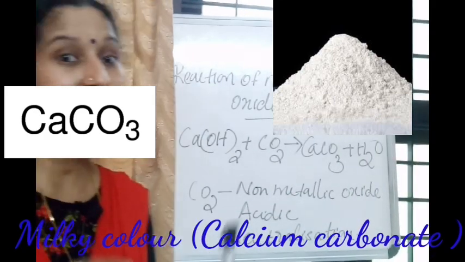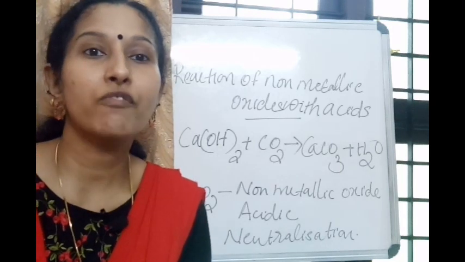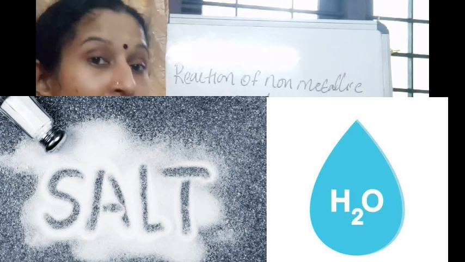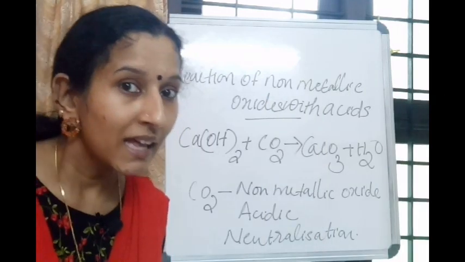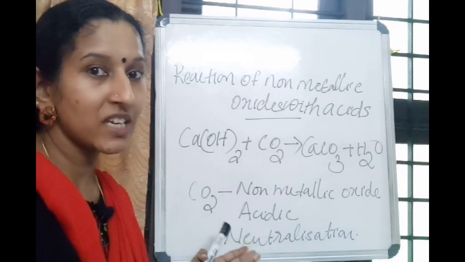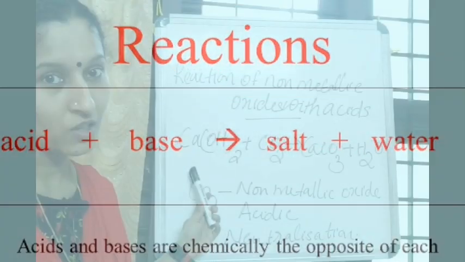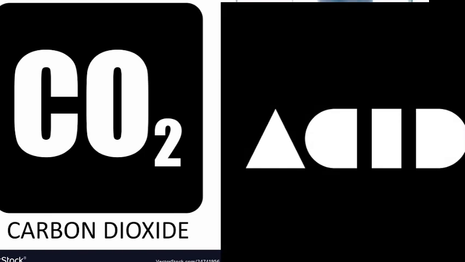Right? So here, calcium carbonate and water are examples of salt and water. So this reaction gives salt and water as the products, which means this is an example of a neutralization reaction. And you can see the base is already here. Calcium hydroxide is a base. So what may be the role of carbon dioxide? Carbon dioxide acts as the acid.